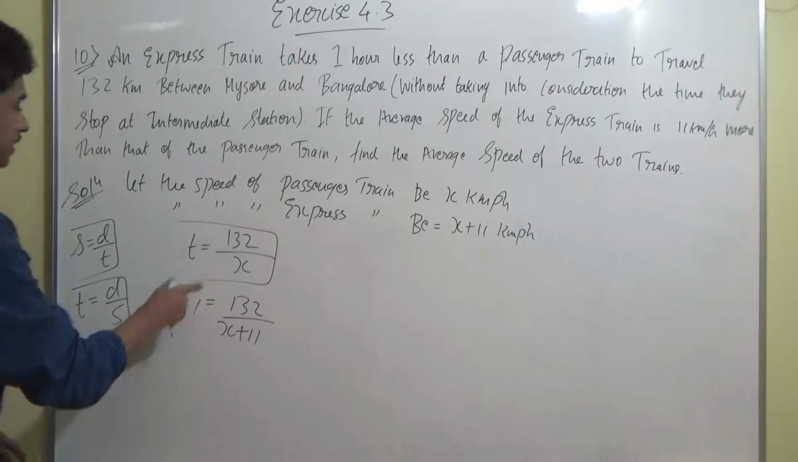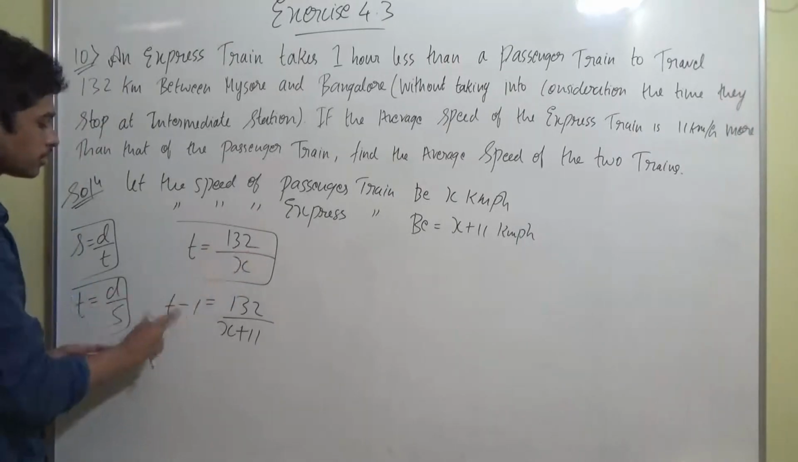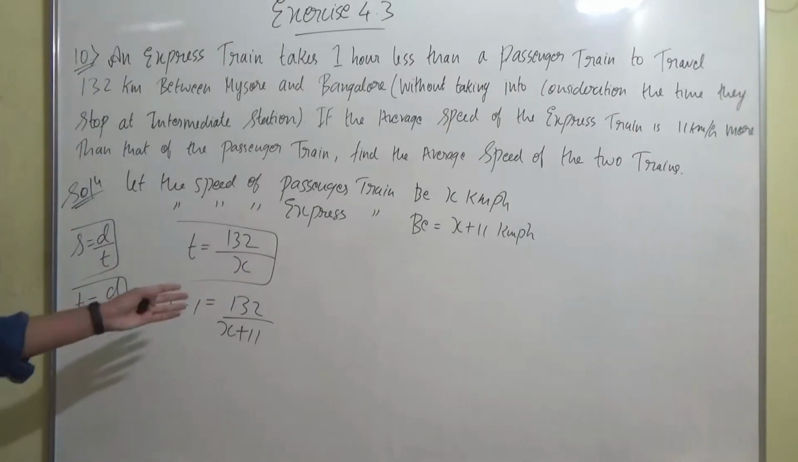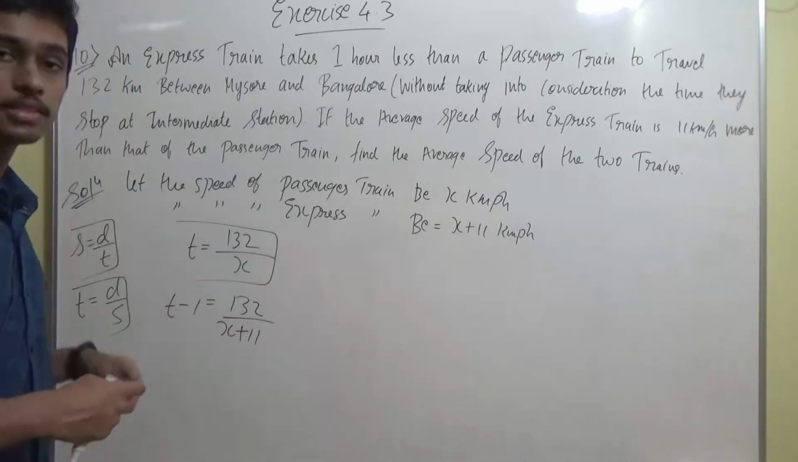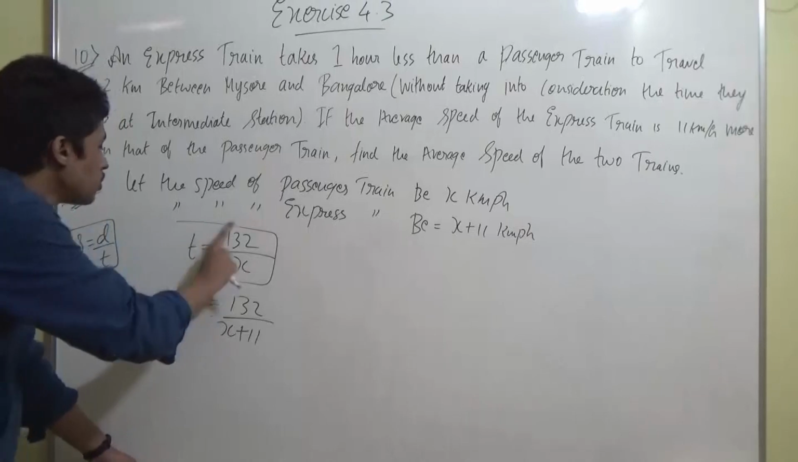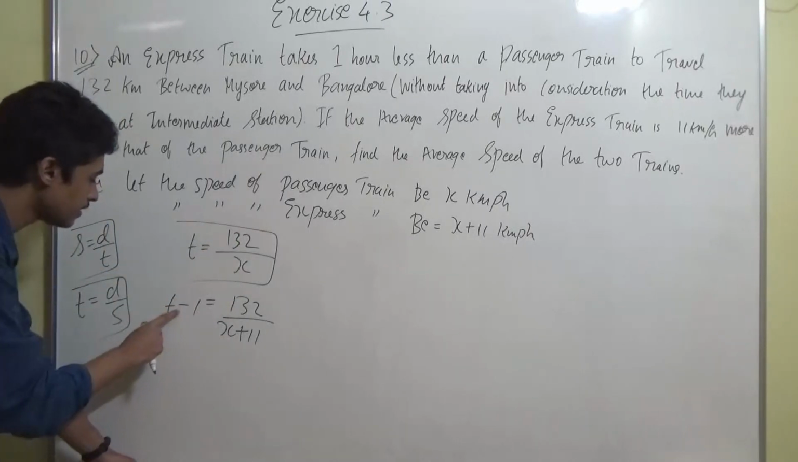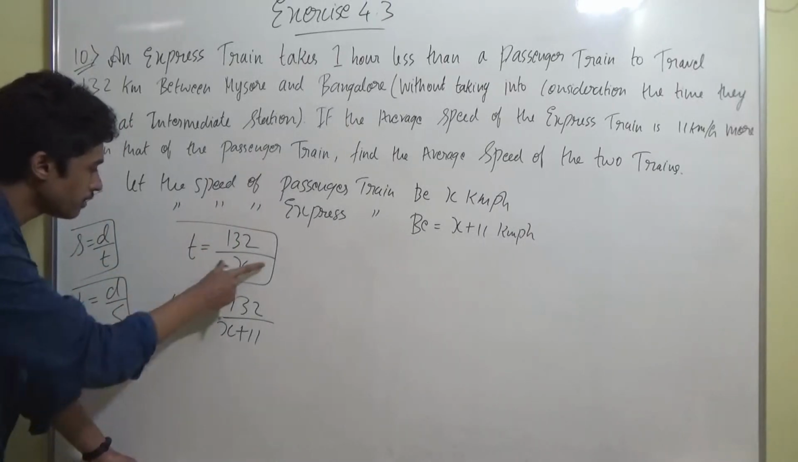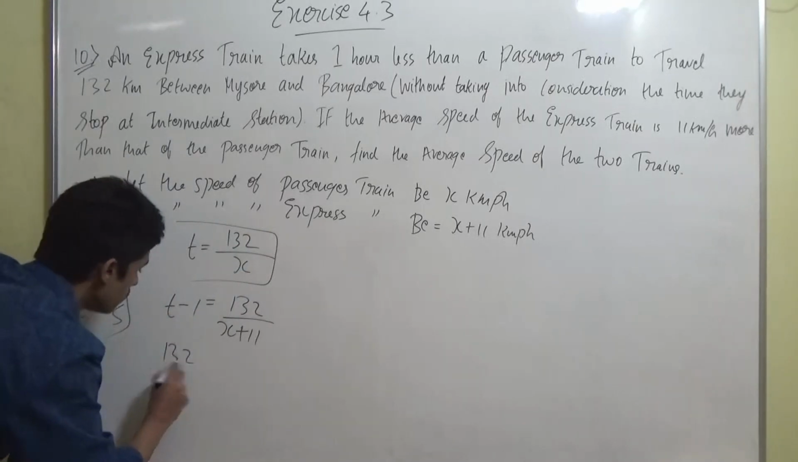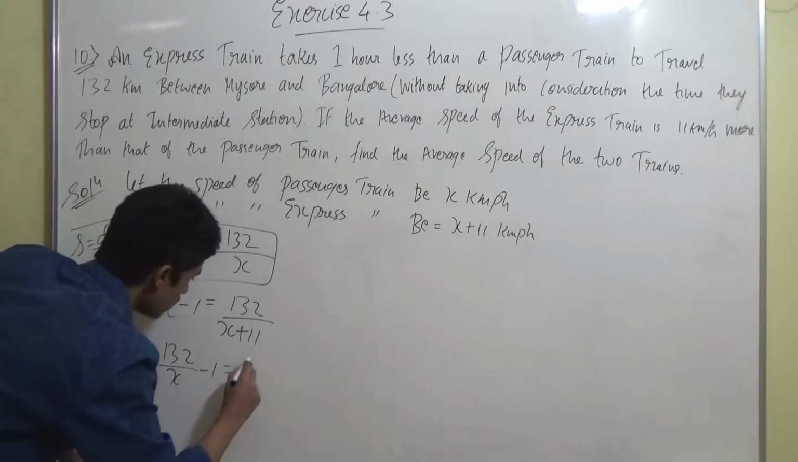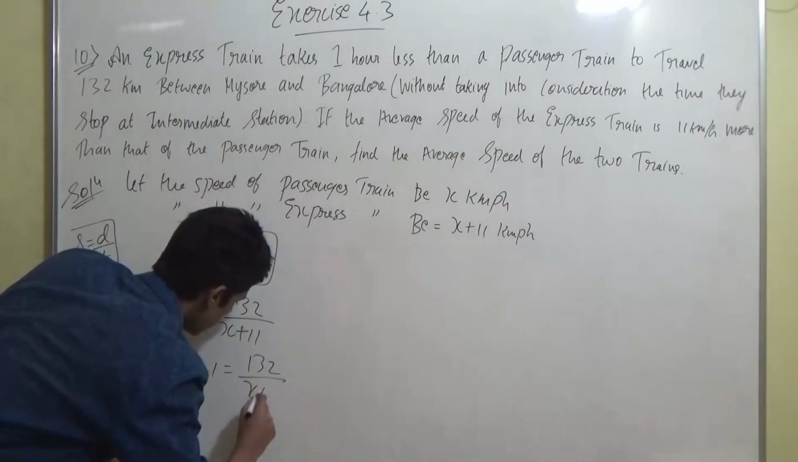Now what you will do is, this value of t, you will substitute it here. That's what we have done. I think we have done 2-3 questions very similar to this question in previous examples or exercises. So we have to substitute this value of t here, in place of t. Then it will become 132 by x minus 1 equals 132 by x plus 11.